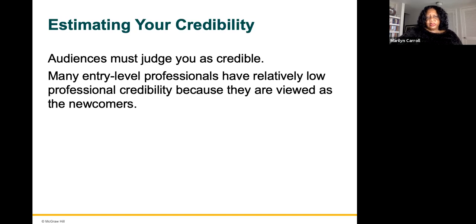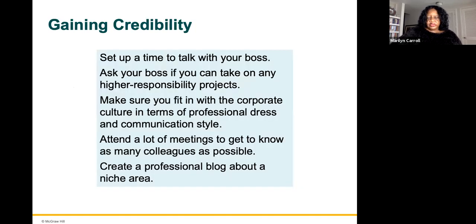Audience must judge you as credible. So many entry level professionals have relatively low professional credibility because they are viewed as newcomers. So set up time to talk with your boss, your manager. Ask your boss or manager if you can take on any higher responsibility projects. Make sure you fit in with the corporate culture in terms of professional dress and communication style. Yes, these are important. Attend a lot of meetings to get to know as many colleagues as possible and create a professional blog about a niche area.